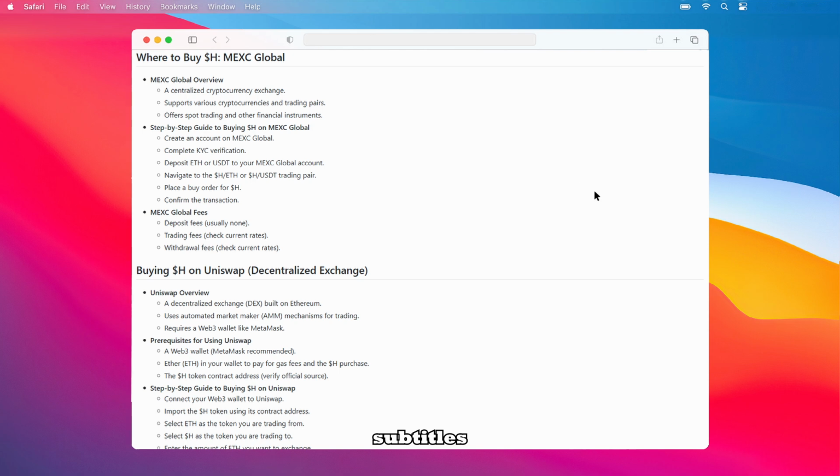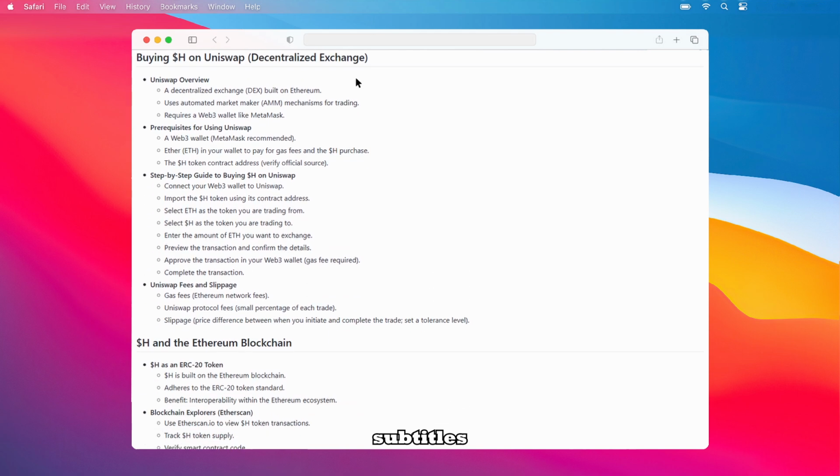To buy $H on Uniswap, connect your Web3 wallet, import the $H token using its contract address, select ETH as the token you are trading from, select $H as the token you are trading to, enter the amount of ETH you want to exchange, preview the transaction and confirm the details, approve the transaction in your Web3 wallet, which requires a gas fee, and finally, complete the transaction. Remember to account for Uniswap's gas fees, protocol fees, and slippage, which is the price difference between when you initiate and complete the trade. Set a tolerance level to manage slippage.